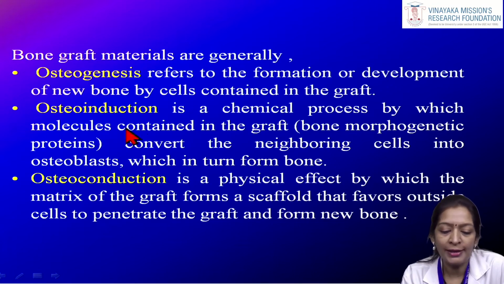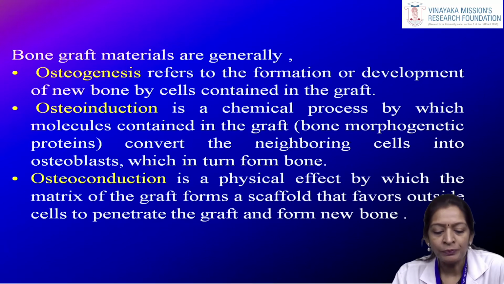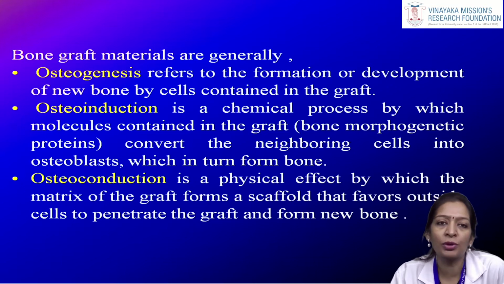What is osteoinduction then? Osteoinduction is a chemical process by which the cells contained in the graft convert the neighboring cells into osteoblasts that will help in regeneration of new bone. Then what is osteoconduction? It is a physical effect by which the matrix of the graft forms a scaffold and it favors and attracts outside cells to come and penetrate the graft, and that will help in the formation of new bone. So osteogenesis, osteoinduction and osteoconduction. These are the principles by which all the bone grafts work.